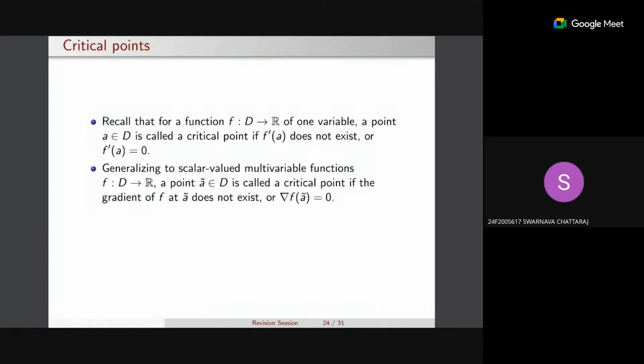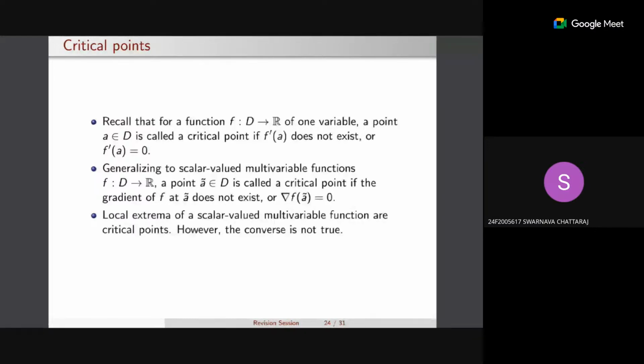Generalizing to this, the parallel to derivatives is the gradient. So for a scalar valued multivariable function, if you have a point at which the gradient is not defined, does not exist, or if it exists and is equal to 0, these are two mutually exclusive cases. In these cases, it's called a critical point. Critical points are where the gradient vanishes if it exists, or if it does not exist, it is automatically a critical point.